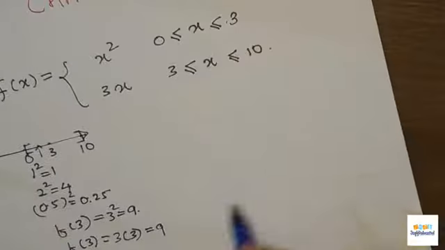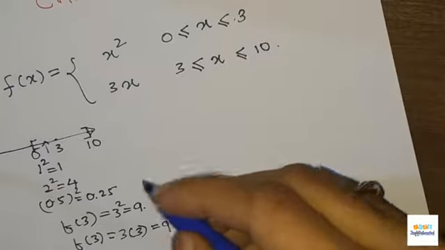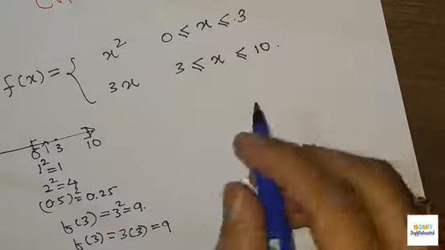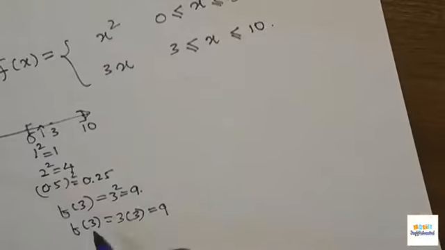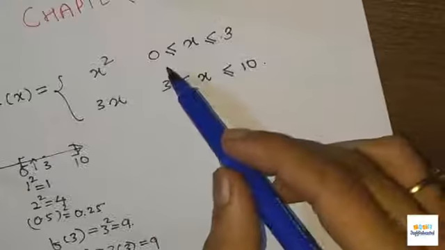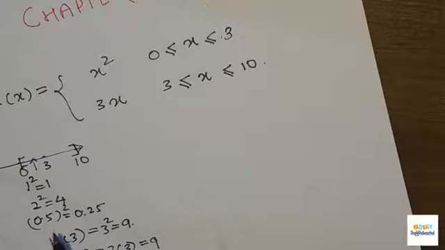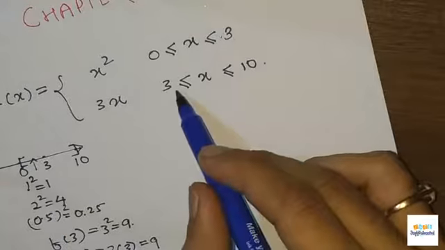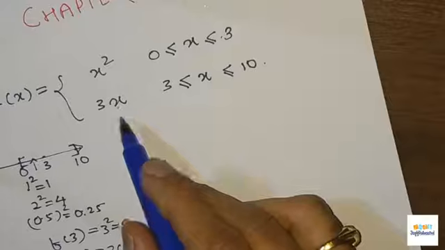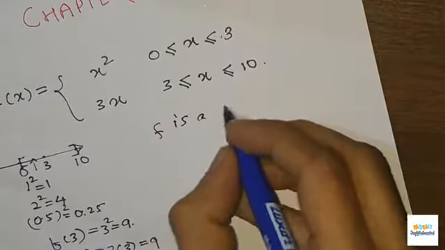You know that a function takes values in the domain to unique values in the codomain. So here you can see that you are getting unique values for each x between 0 to 3, and from 3 to 10 we will also get unique values. So what you can conclude is f is a function.